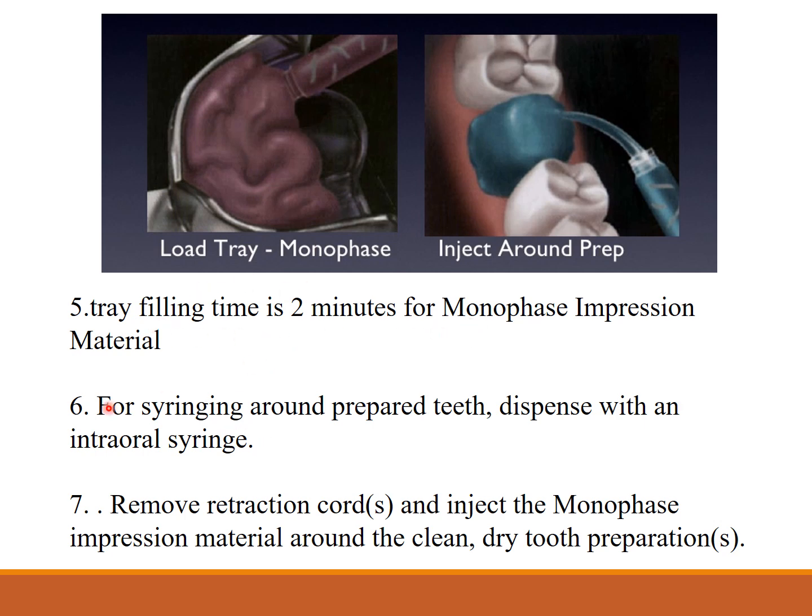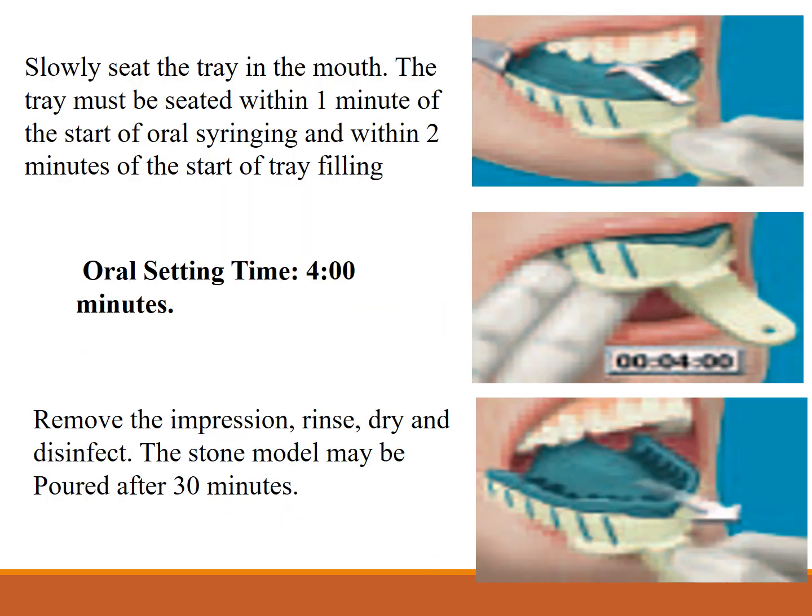Okay, for the syringe around the prepared teeth, dispense it intraorally. So you dispense a slight amount of material on the prepared teeth. Remove the retraction cord if you have placed one. If not, no problem. And inject the monophase material around the clean teeth. Then you place it and slowly seat it in the mouth.